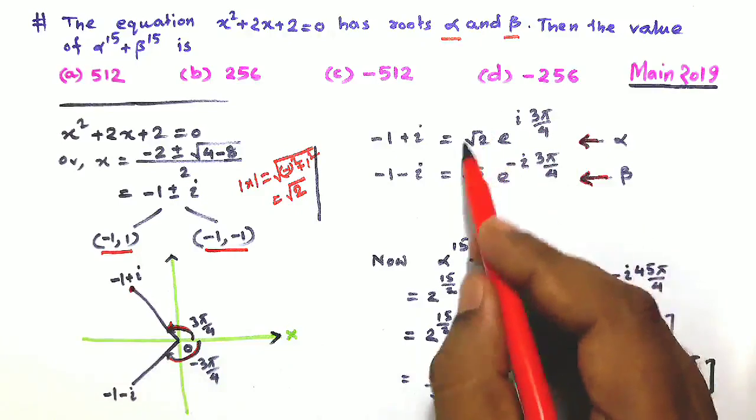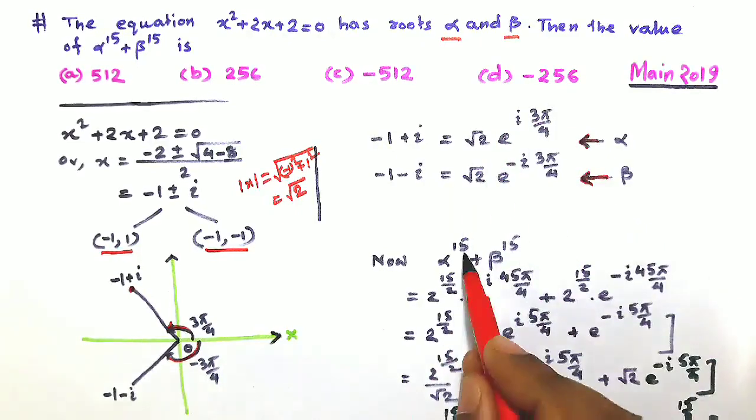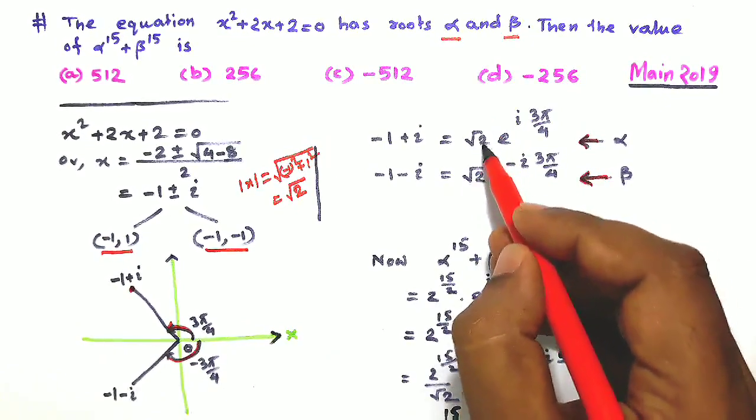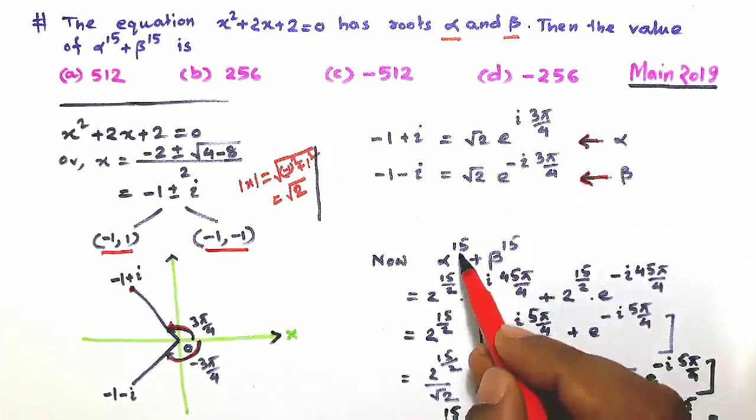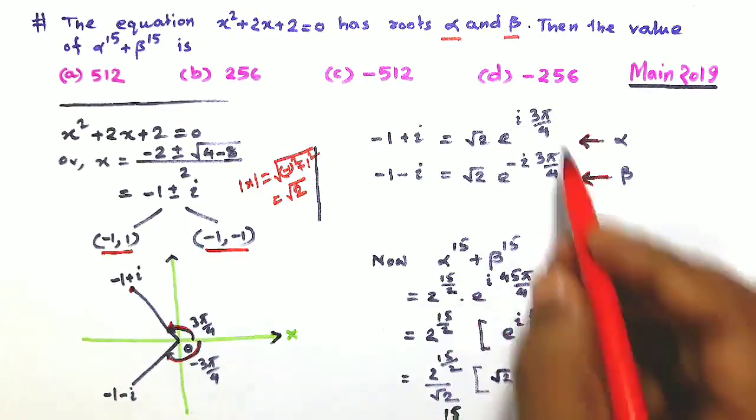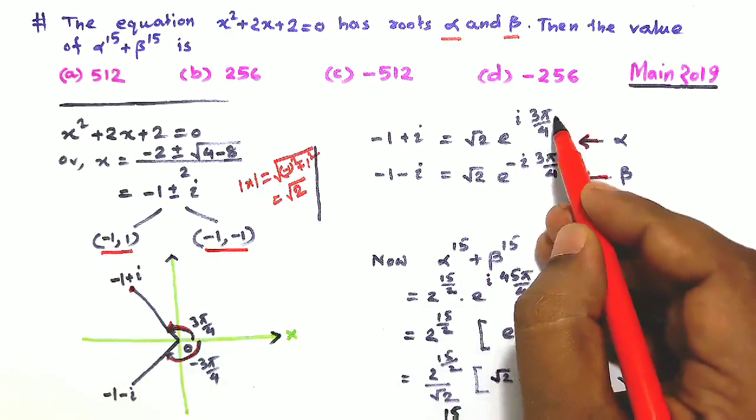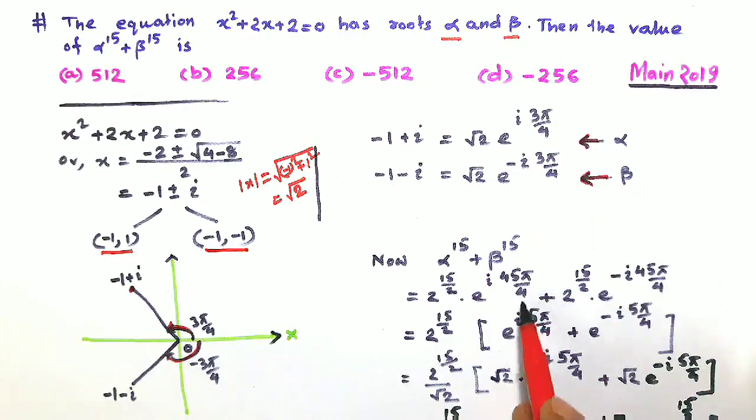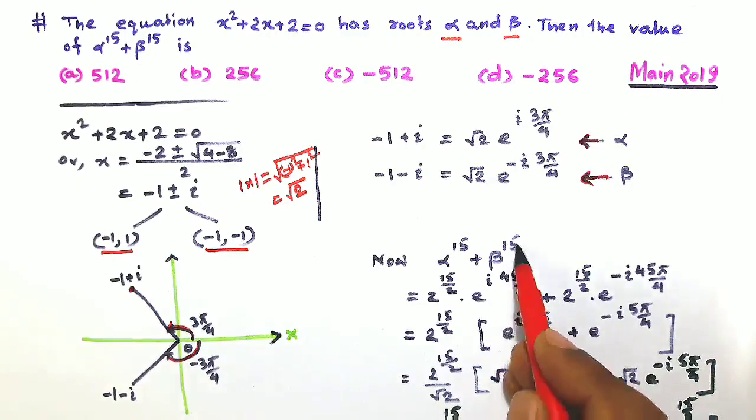Now alpha to the power 15 plus beta to the power 15 is equal to, this is alpha, so raise the power to 15. 2 to the power 15 by 2, this is root 2, that means 2 to the power half. So if you raise to 15th power, it will be 2 to the power 15 by 2 into e to the power i 3 into 15 pi divided by 4, that means 45 pi by 4, plus beta to the power 15.